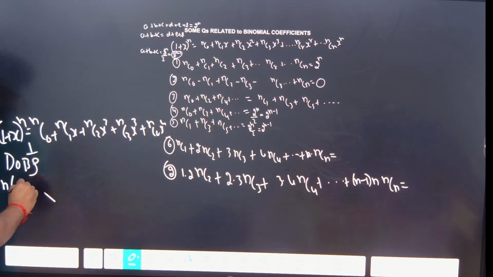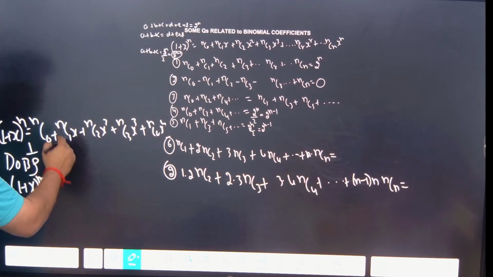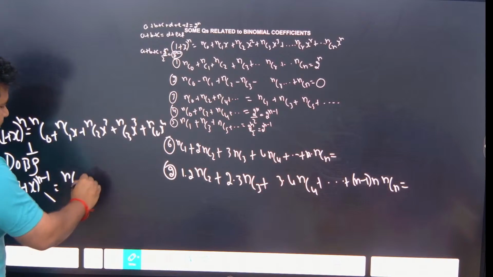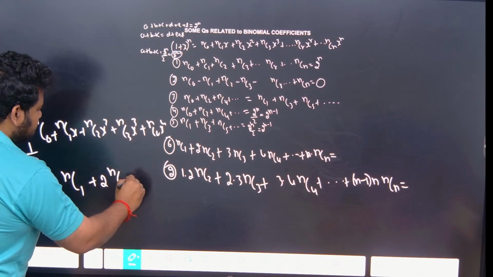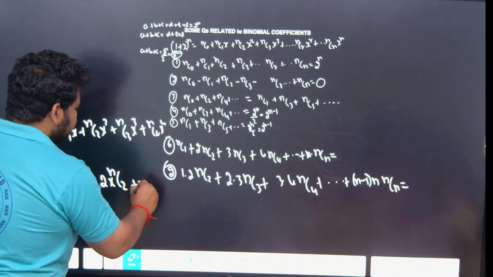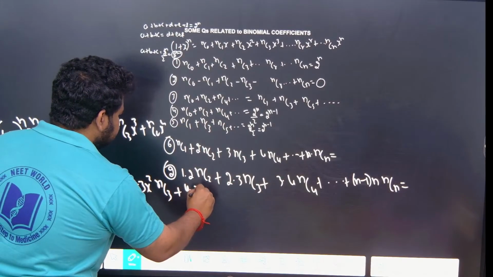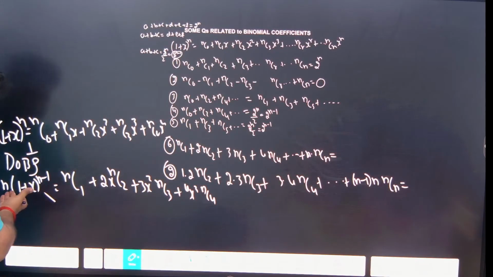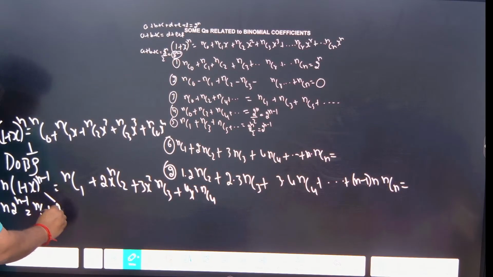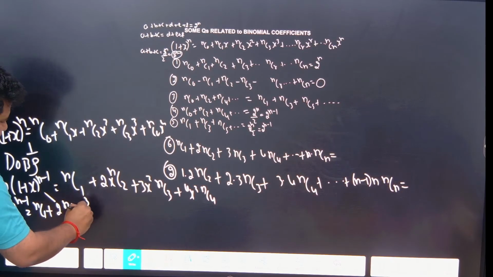If you differentiate on both sides, you will get n into (1 plus x) to the power of n minus 1. NC naught will be 0. This will be NC1, derivative of x is 1. This will be 2 times NC2, 2x. This will be 3x square NC3, plus 4x cube NC4. Correct? Now, put the value of x equal to 1. You will get n into 2 power n minus 1 is equal to NC1 plus 2 times NC2 plus 3 times NC3.